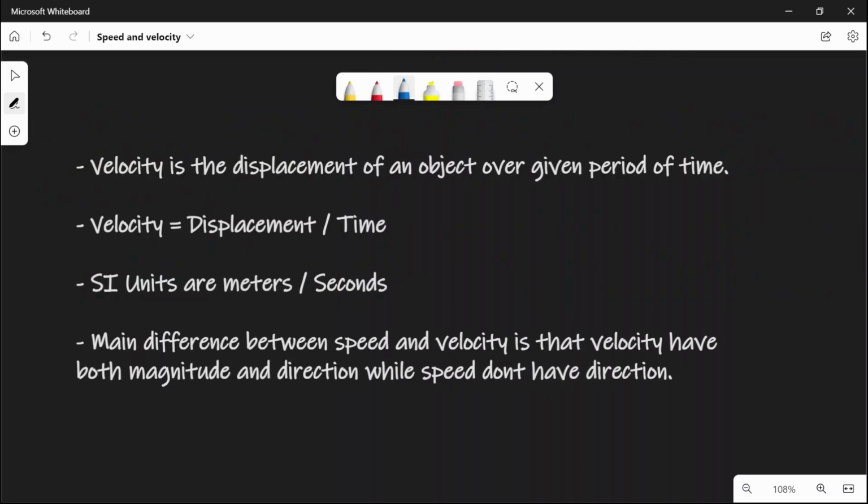The velocity is the displacement of an object over a given period of time. That means that velocity is equal to the displacement, which is delta x, over total time, which is delta t. And its SI units are in meters per second. And the main difference between speed and velocity is that velocity has both magnitude and a direction, while the speed doesn't have a direction. That means that the velocity is a vector.